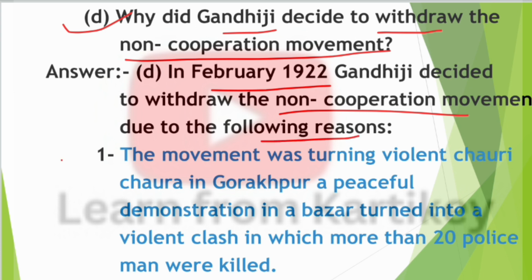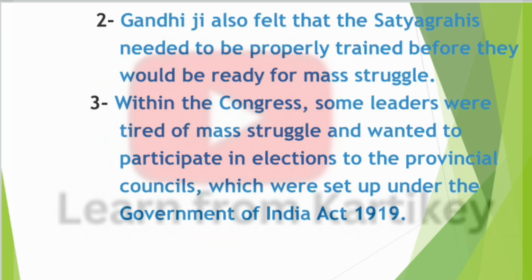So first point, the movement was turning violent. At Chauri Chaura in Gorakhpur, a peaceful demonstration in a bazaar turned into a violent clash in which more than 20 policemen were killed. Second point, Gandhiji also felt that the satyagrahis needed to be properly trained before they would be ready for the mass struggle.